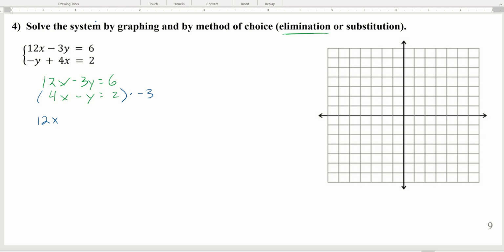So the top I didn't do anything to, and the bottom I multiplied everybody by -3. So this just happens to come out like this, equals -6. Now we add them together. These guys cancel. These guys cancel. So it leaves me with nothing on the left-hand side. And on the right-hand side, these guys cancel and also leave me with nothing, right?